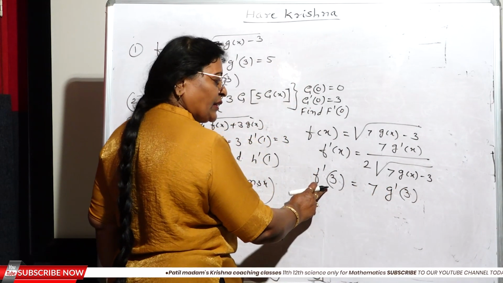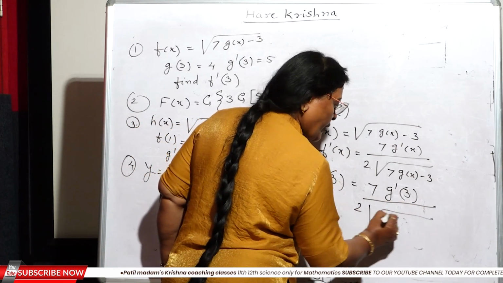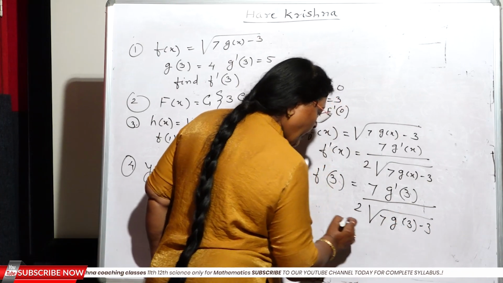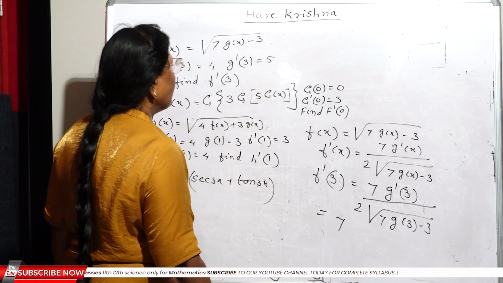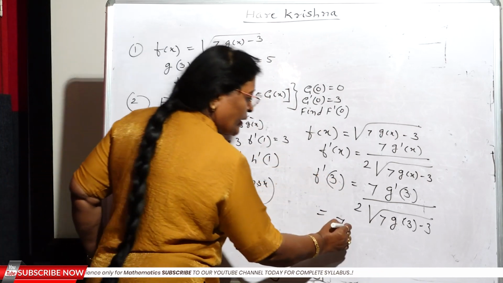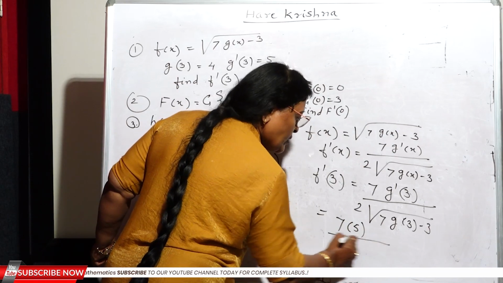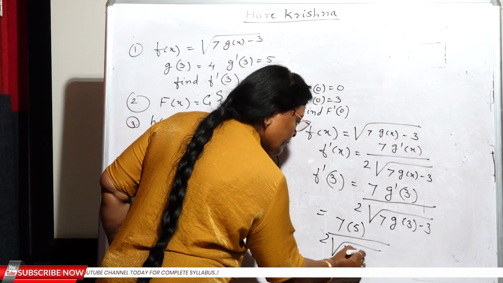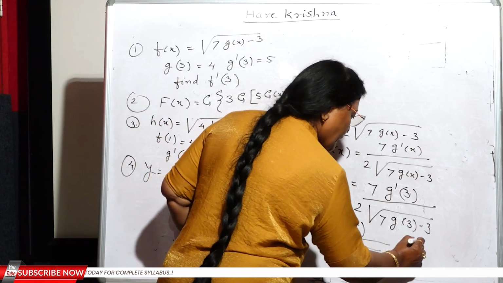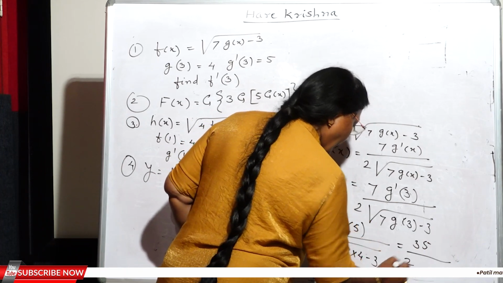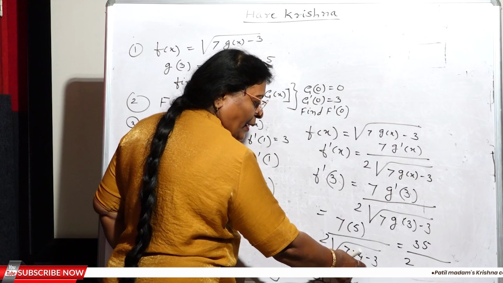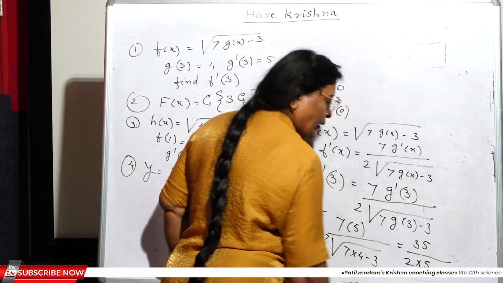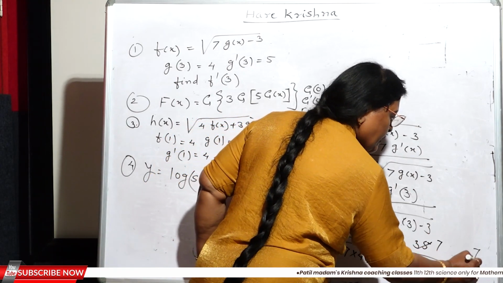where x is replaced with 3, again divided by 2 root of 7 g of 3 minus 3, isn't it? See here. Now you can substitute the values, 7 remains as it is, g dash 3. What is g dash 3? That is equal to 5. This 2 remains as it is, again 7, g of 3. What is g of 3? That is equal to 4, minus 3. 7 5s are 35 divided by 2. Again 7 4s are 28. 28 minus 3 is equal to 25, and the root of 25 is equal to 5. Isn't it? Again 5 7s are 35, and the result is 7/2.